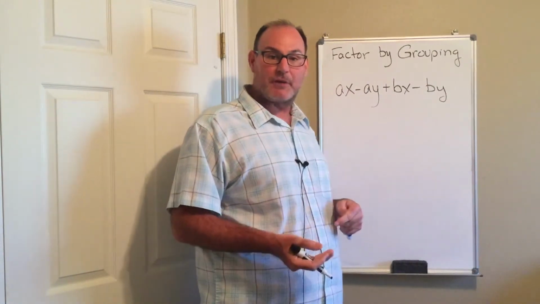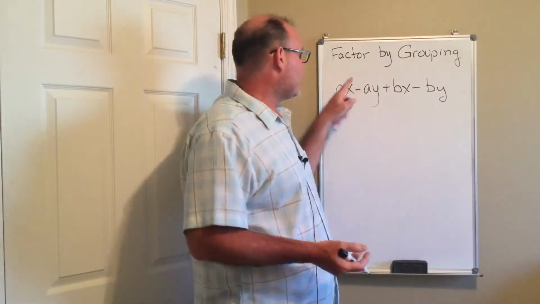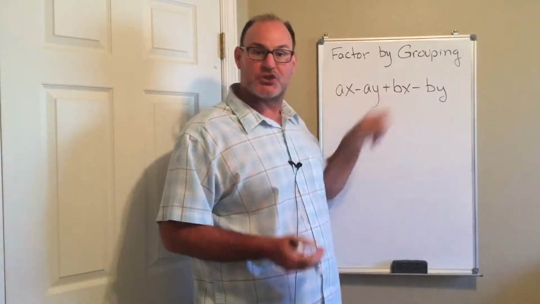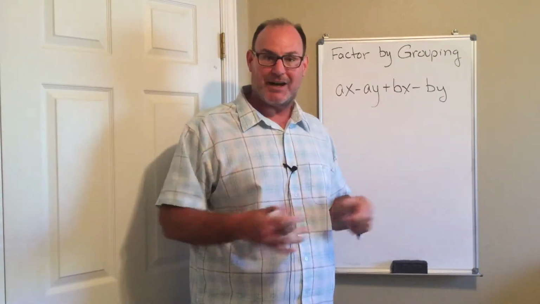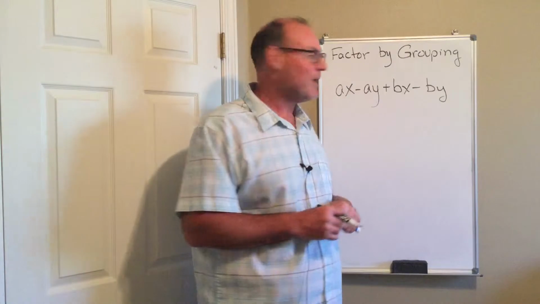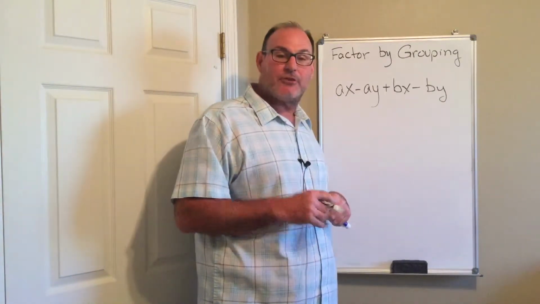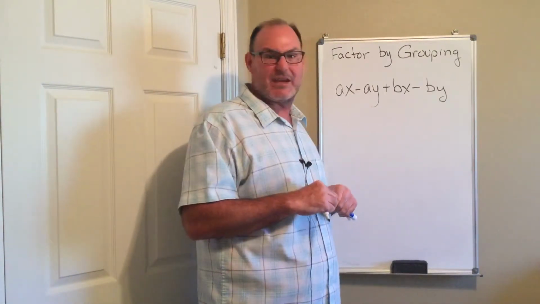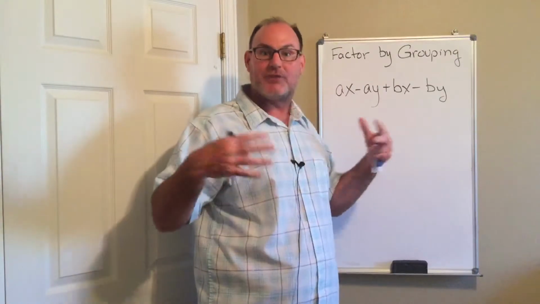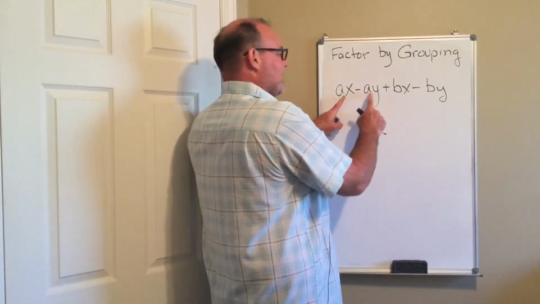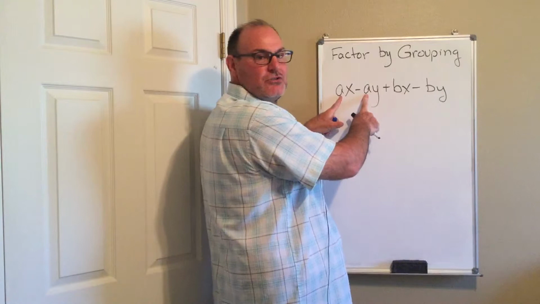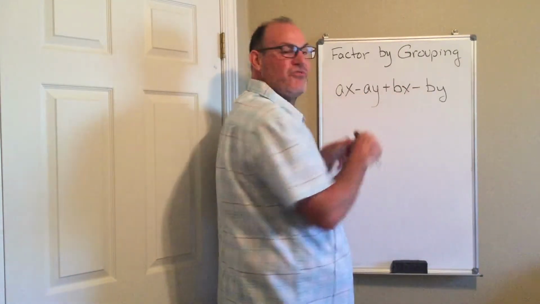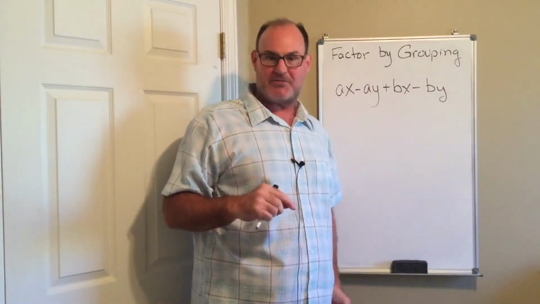Grouping is a factoring process that we employ when we have something that has 4 terms. That is the clue to us that we are going to use this technique. Now, whenever we factor, the first thing we always look for is, is there a factor in common to all of the terms? And we can see that, yes, there's an A in common to the first 2 terms, but it is not in common to all 4 terms.